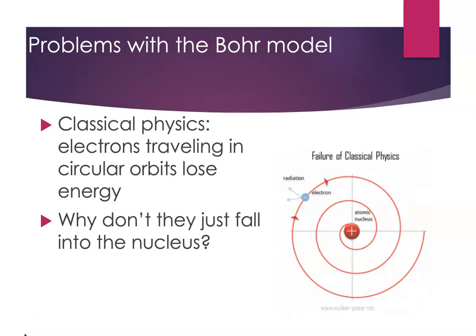Because classical physics would tell us if this is what's happening in terms of these circular orbits, atoms wouldn't be stable and wouldn't exist. But we know that they do. So this idea of the circular orbits at fixed distances doesn't really hold up. And that was recognized very shortly after Bohr proposed his model.